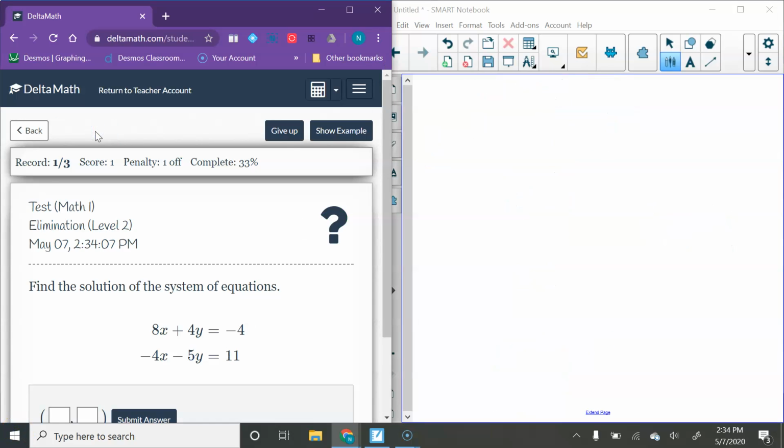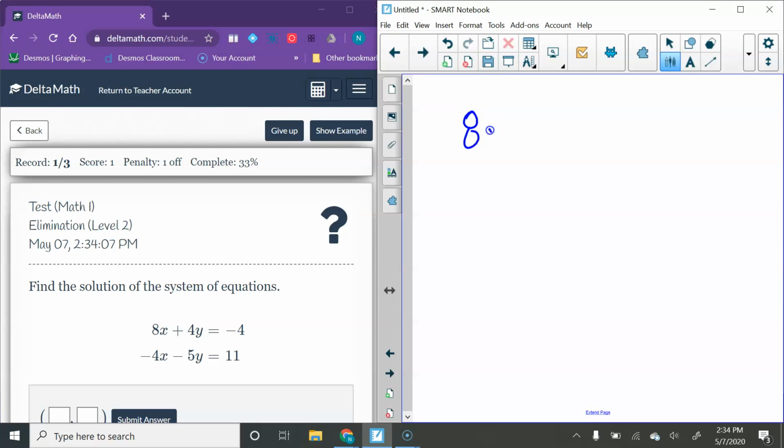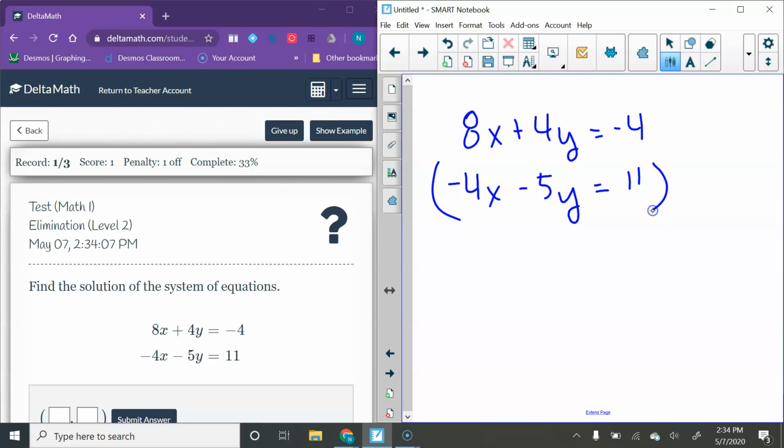Okay, let's do another one of those. So we've got 8x plus 4y equals negative 4. And then we've got negative 4x minus 5y equals 11. And so I'm looking right here. If I multiply this bottom equation by 2, it's going to give me a negative 8 right here in this position, which will cancel with my 8.